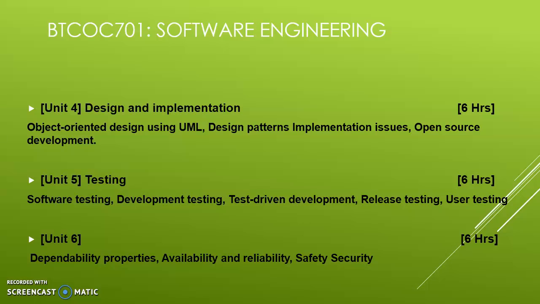One is availability of the software. Availability means how the system delivers its services to the needs of the users. Reliability means whether your system is capable of delivering the services as specified or as per the user's requirement. Safety: your system should operate without failure. Security: your software must protect the system from accidental intrusion. So all these things are there in unit 6.